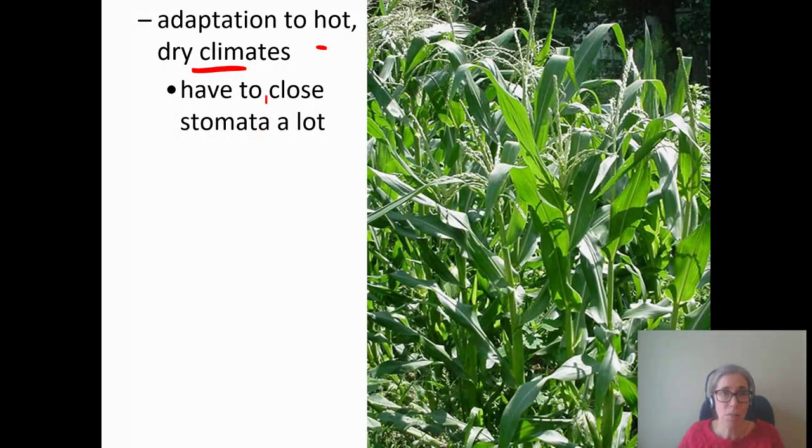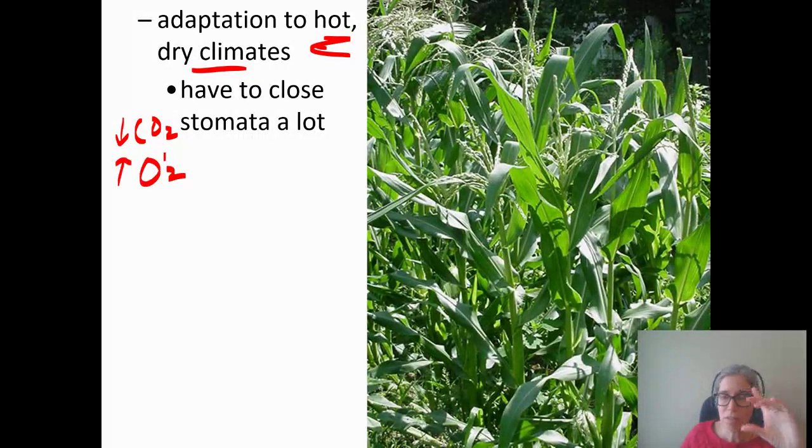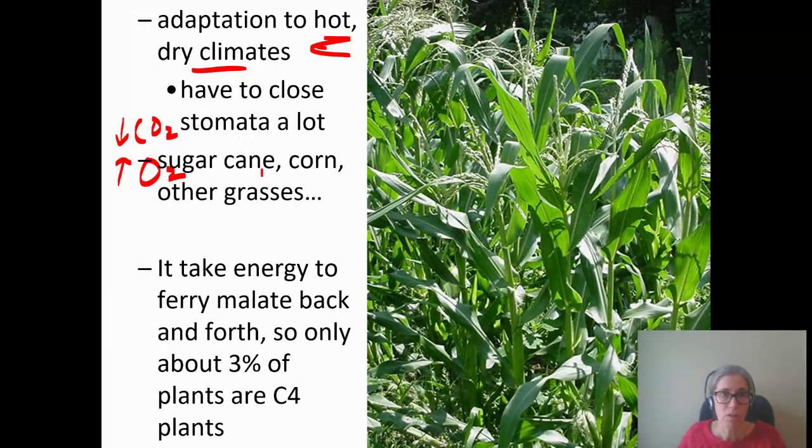They have to close their stomata a lot if it's hot and dry. When plants close their stomata, they're not losing so much water. Yay! But they're not getting carbon dioxide, so the carbon dioxide is going to go down, and they're not releasing their oxygen. I know these things can go through lipid bilayers, but they don't go through the waxy layer on the plant's leaves. So if Rubisco is exposed to lots of oxygen with less carbon dioxide, it's just going to do a lot of photorespiration. So this is an adaptation to that. So this is in sugarcane. You don't have to memorize that, certain grasses. It takes energy to ferry the malate back and forth, so only about 3% of plants on the planet are these C4 plants.